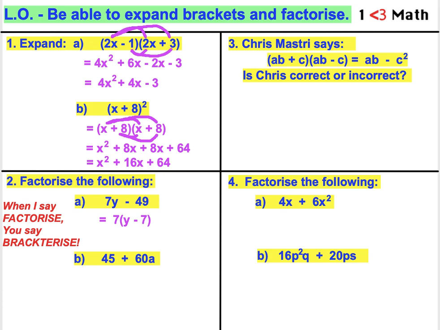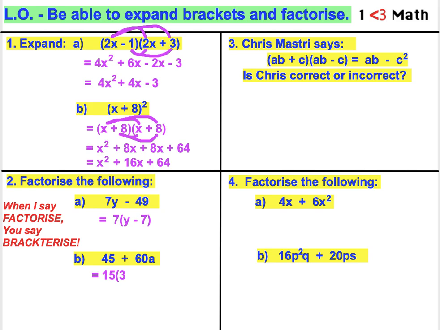Similarly, for part B, you've got to factorise. When I say factorise, you say brackterise. So we're going to look at what we can take out. And we've got to take out the highest common factor. So here you could divide by 5 for 45 and 60, but that isn't the highest common factor. The highest common factor is in fact 15. So we can factorise by taking the 15 out. To make it 45, we would be multiplying it by 3.